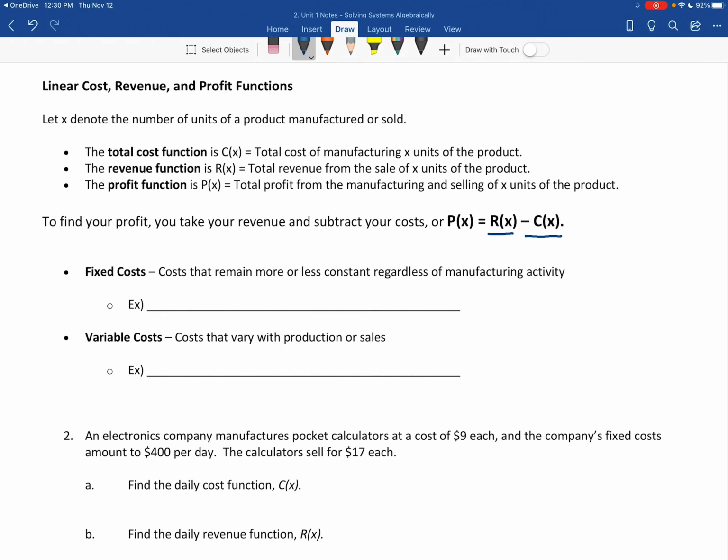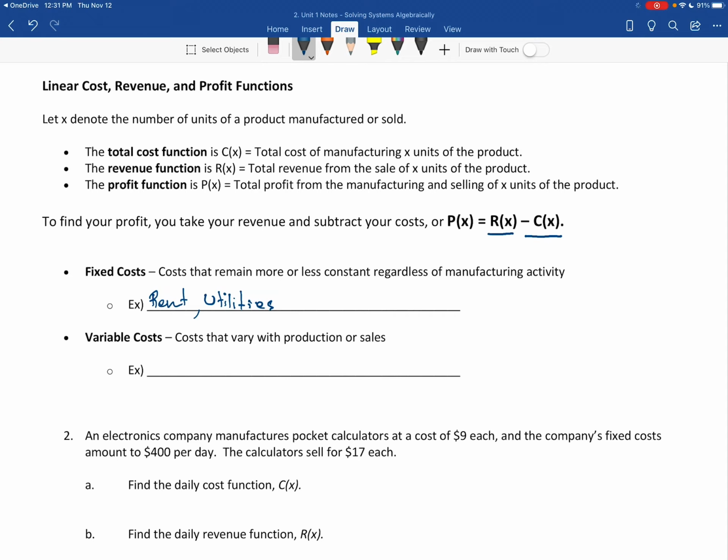Whenever you're making your cost equation, it's important that you also realize that there are two different kinds of costs. There are fixed costs and variable costs. Examples of fixed costs, costs that remain more or less constant regardless of the manufacturing activity, could be something like your building rent, the utilities, things like that, because you have to pay a certain amount, perhaps every month or every year, for just having the building and just having the machine and just having the lights turned on, regardless of other activities.